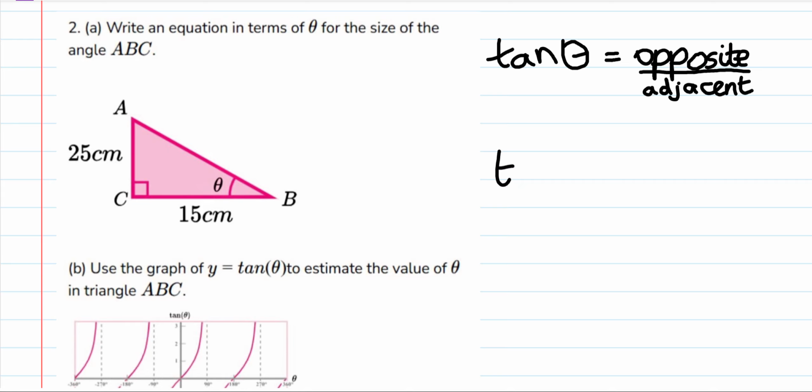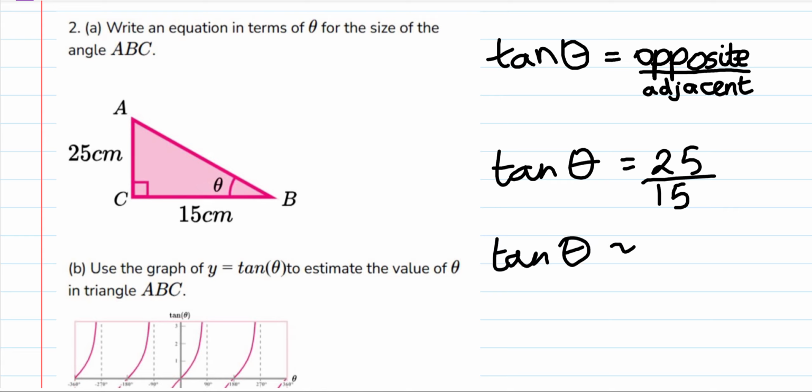This gives us tan theta is equal to 25 divided by 15. Or tan theta is approximately equal to 1.67.